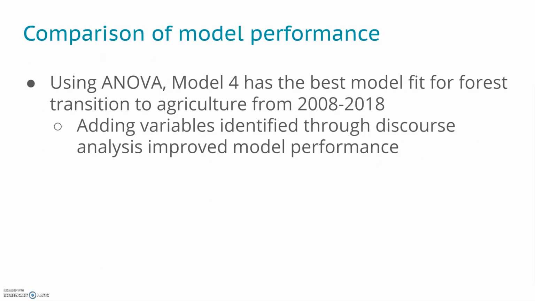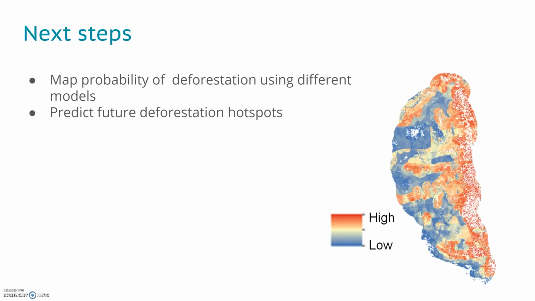So using some preliminary analysis, we found that Model 4 had the best model fit for forest transition to agriculture from 2008 to 2018, which is really interesting. We found that adding these variables that are not typically included in land use change models, but that are quite important in the discourse around deforestation, actually did improve model performance.